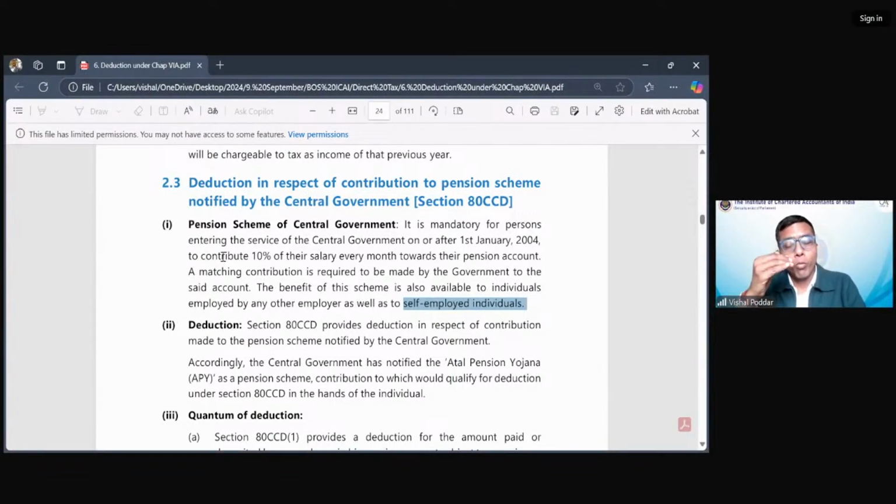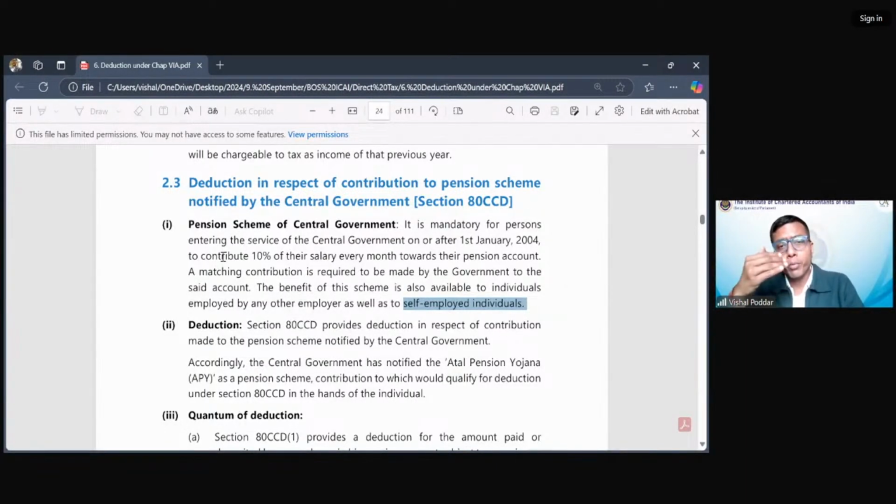Now, what does the scheme say? Every month we contribute. We means employee plus employer. And it gets accumulated in your name as a fund. And after you retire, you can withdraw pension from this fund. This is what this whole scheme is.